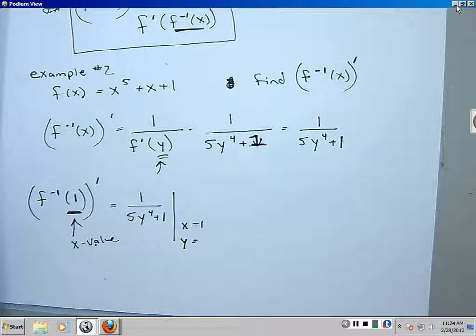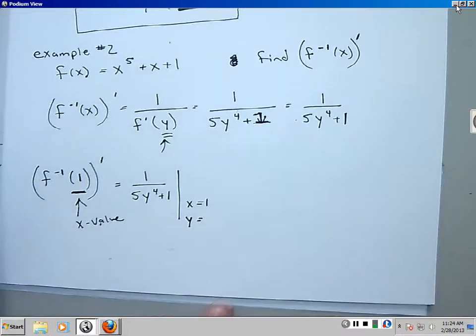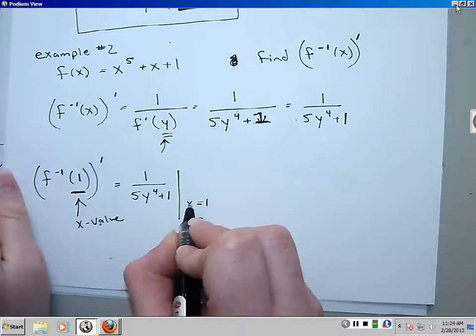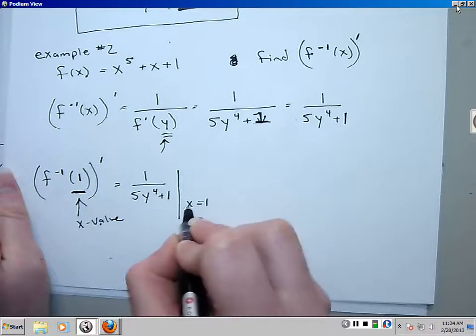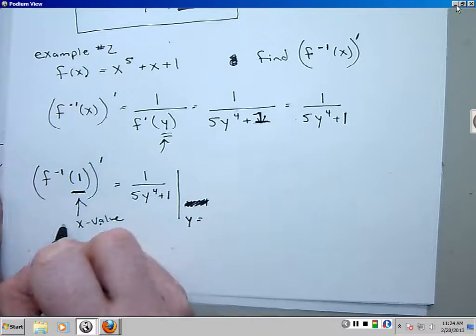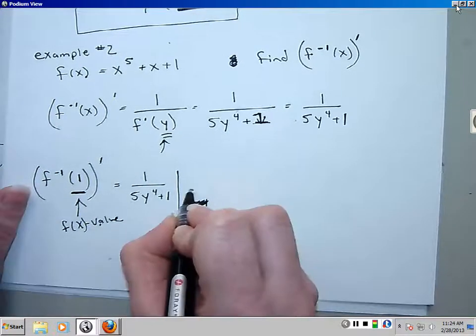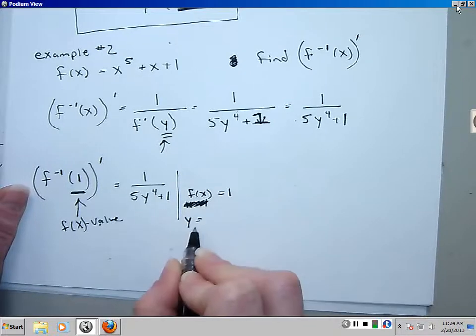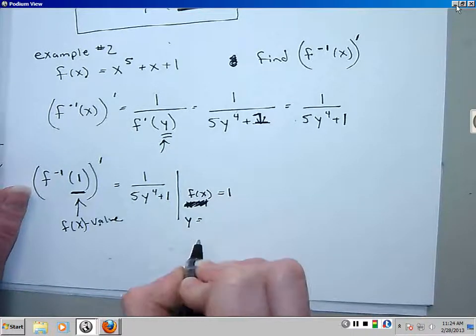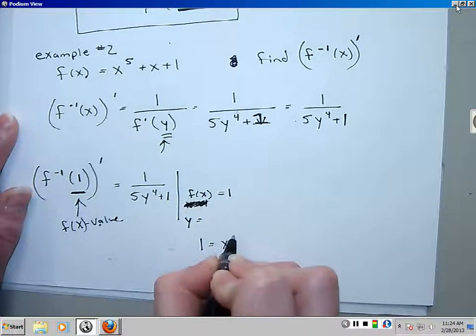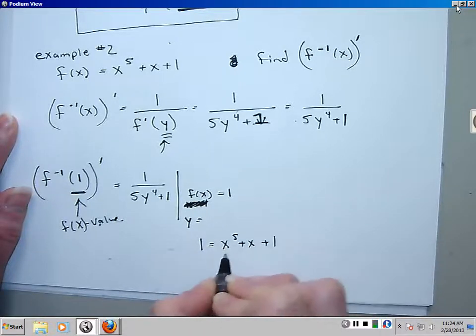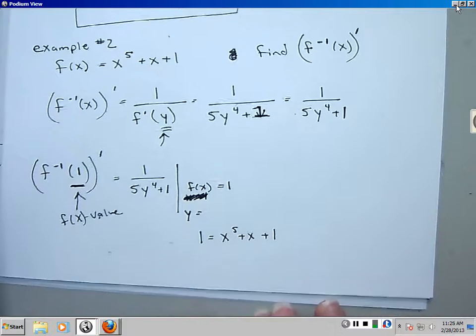So do you have to use 3? It's not actually 3. It's plugging in, and this is where it gets confusing when you're switching the role of x and y. This is actually, it's not the x value, it's the f of x value. So this is the f of x value. f of x equals 1. So what is y going to equal? So you set 1 equal to x to the 5th plus x plus 1.